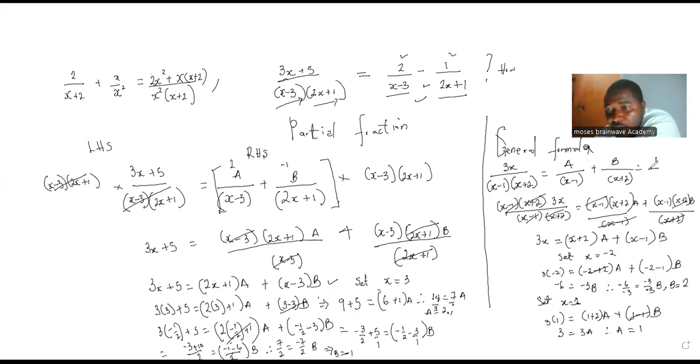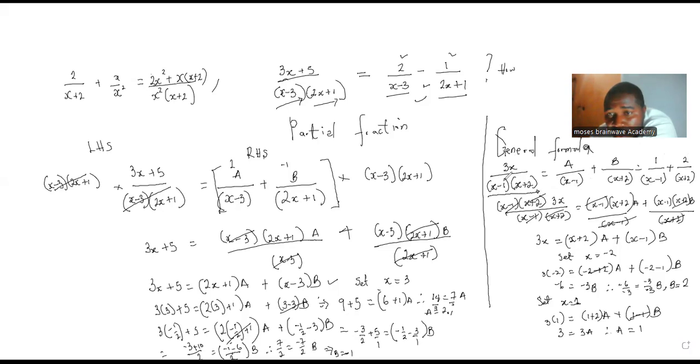So all I need to do, that means this expression here should be the same thing as A is 1 upon x minus 1, then we'll have plus B is 2 upon x plus 2.